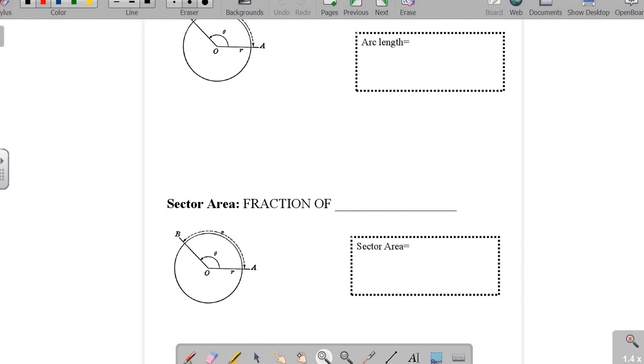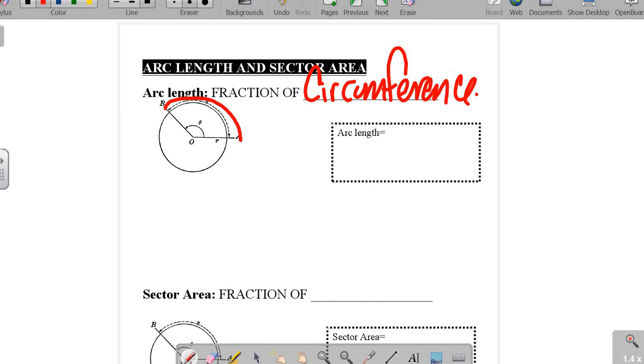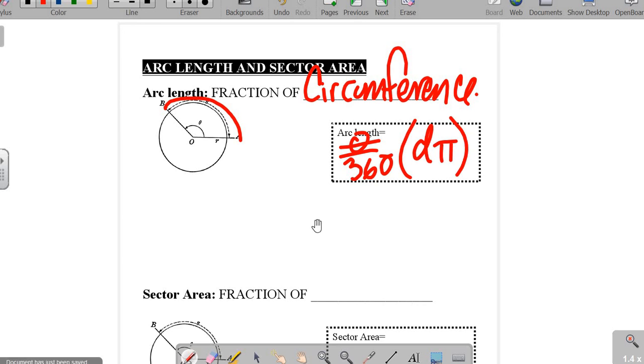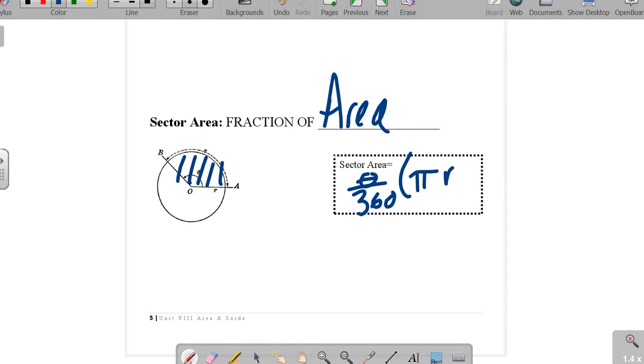Last thing you need to be familiar with is arc length versus sector area. Arc length is fraction of circumference. So that'd be theta over 360 times d pi. And sector area is fraction of area, sector area, which is theta over 360 times pi r squared.